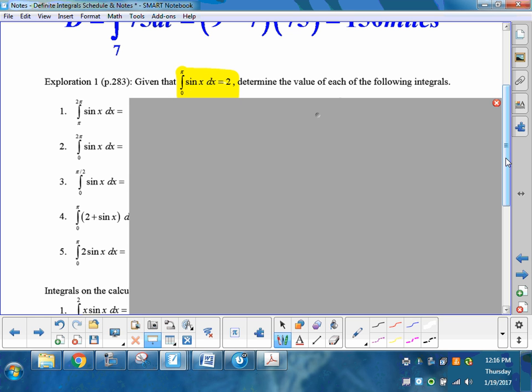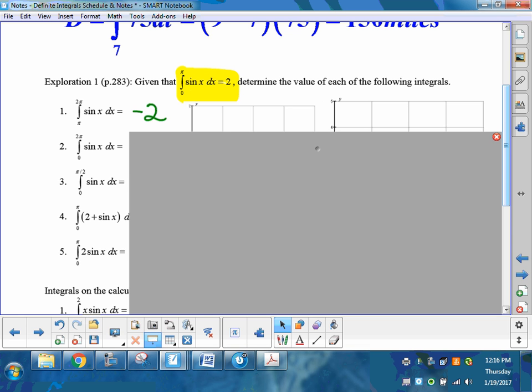What's the integral then from pi to 2 pi going to be? Hands up, please, when you can tell me. What's the area under the curve going to be from pi to 2 pi? What's the value of it going to be? Not 2. Steve? Negative 2. Why is it negative 2? Because it's under the curve.